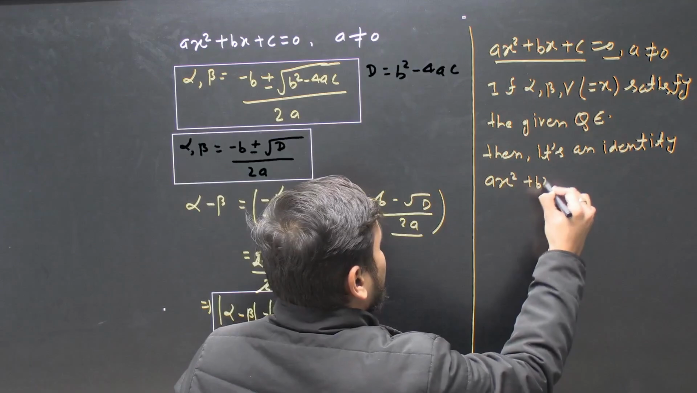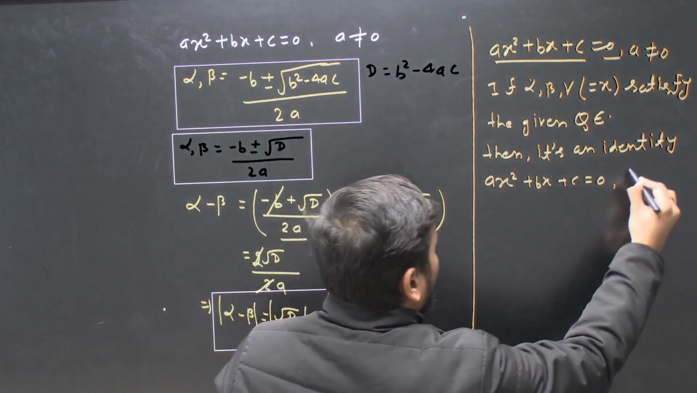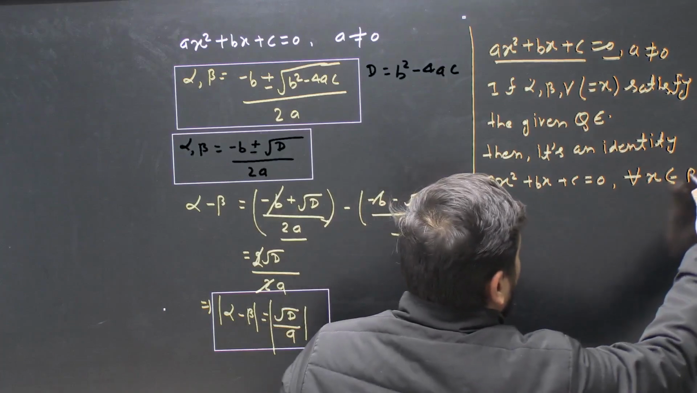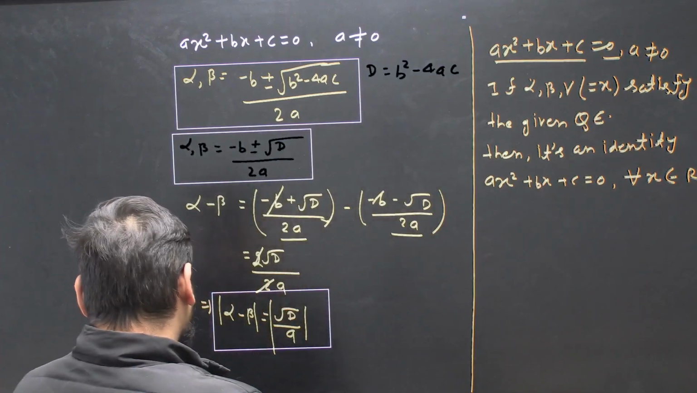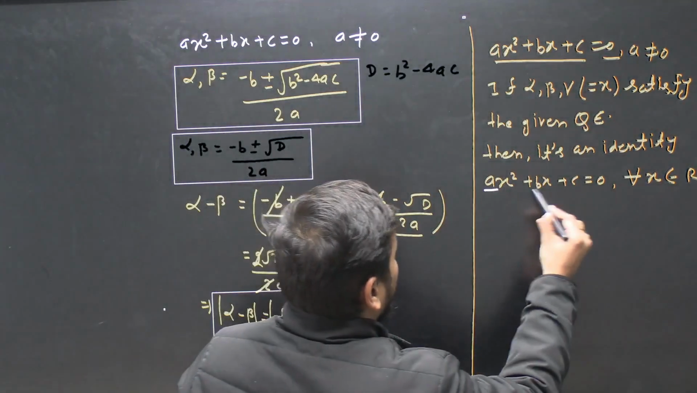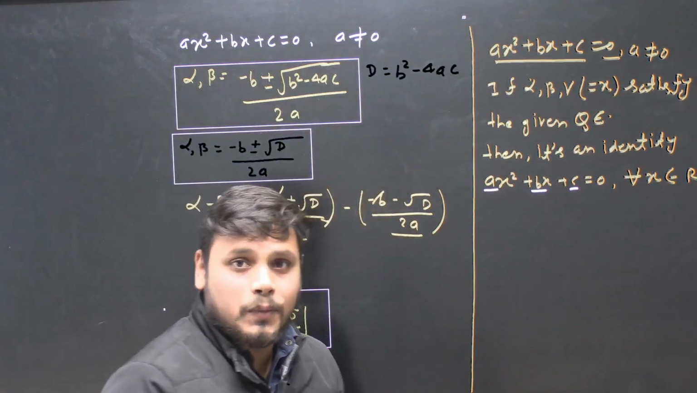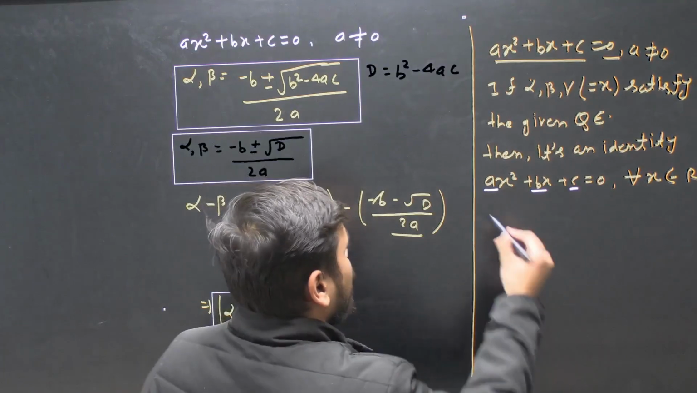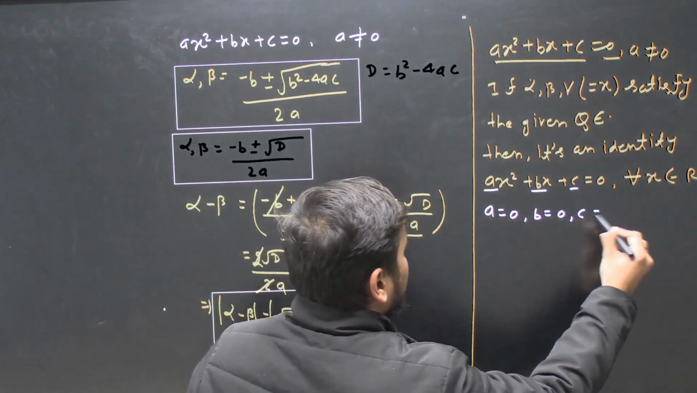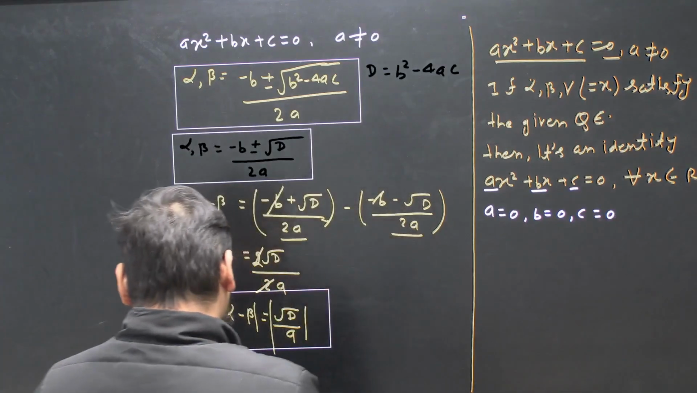Ax² + bx + c = 0 for all x belonging to R. It means that if the LHS is 0 every time, then a, b and c, all three should be 0. Yes, all the coefficients should be 0. So a = 0, b = 0, c = 0.